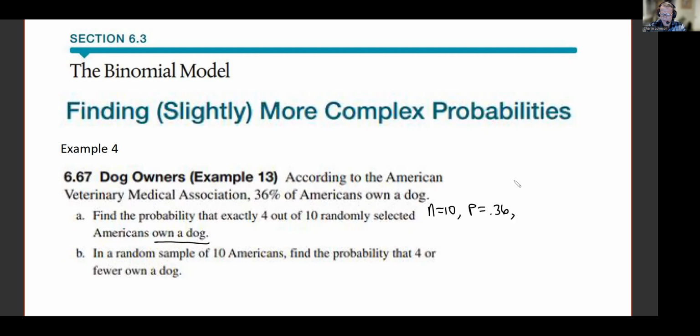And we want to know the probability that exactly 4 out of the 10 Americans own a dog. So we're looking at the binomial probability. 10 trials, probability of success is 0.36, and 4 of them. So we use StatCrunch to do this.